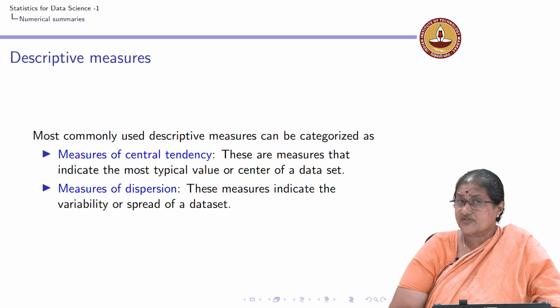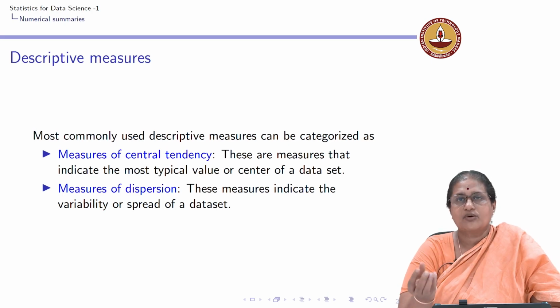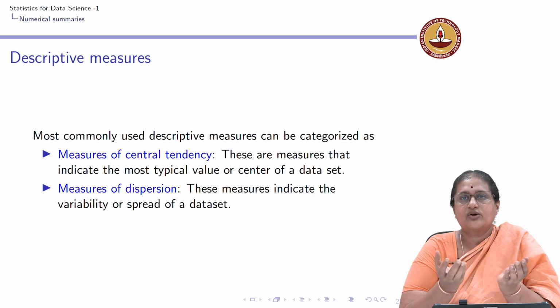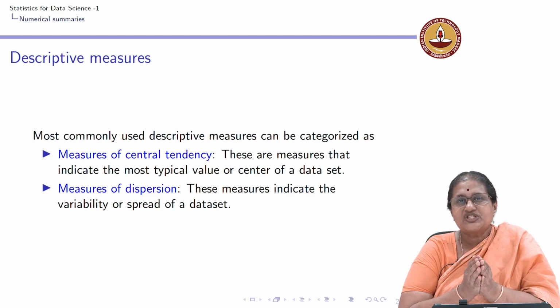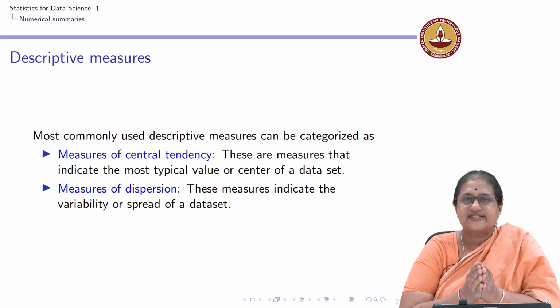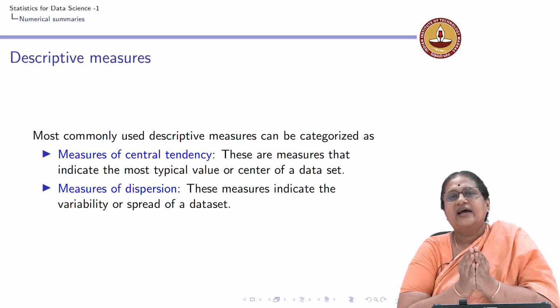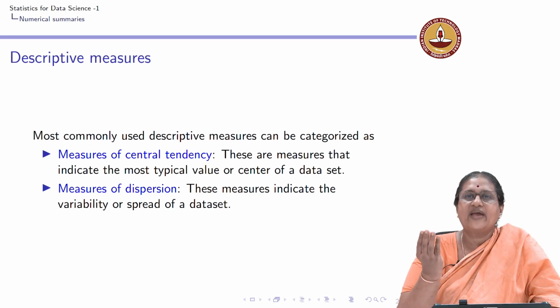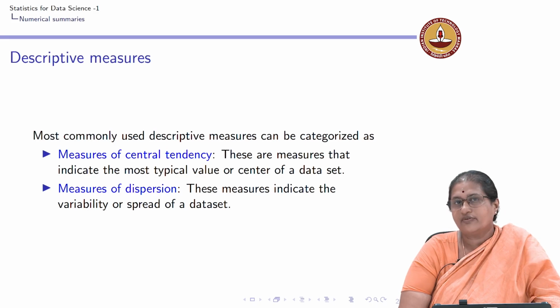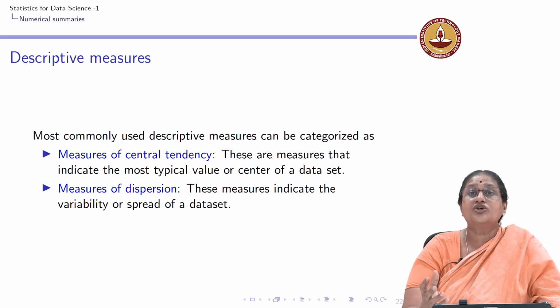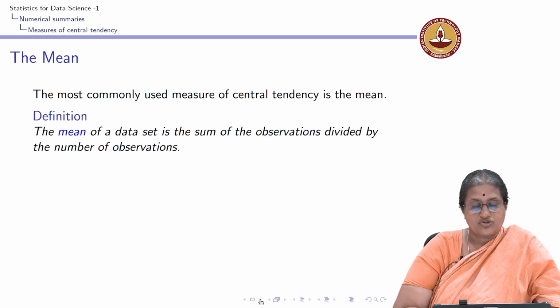Now what do we mean by measures of central tendency? Measures of central tendency, as the name suggests, talk about where the data is actually concentrated or what is the most typical value of a data set. A measure of central tendency tells us what we can expect as a typical value of a data set, whereas the measure of dispersion, also referred to as measures of variation or measures of spread, talk about the variability or spread in a data set. So we will go through these measures in detail.